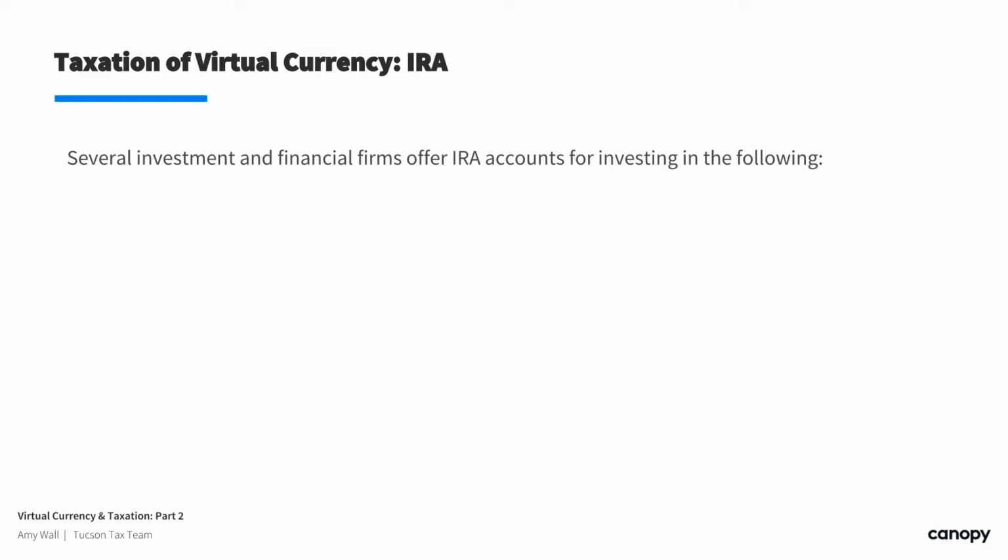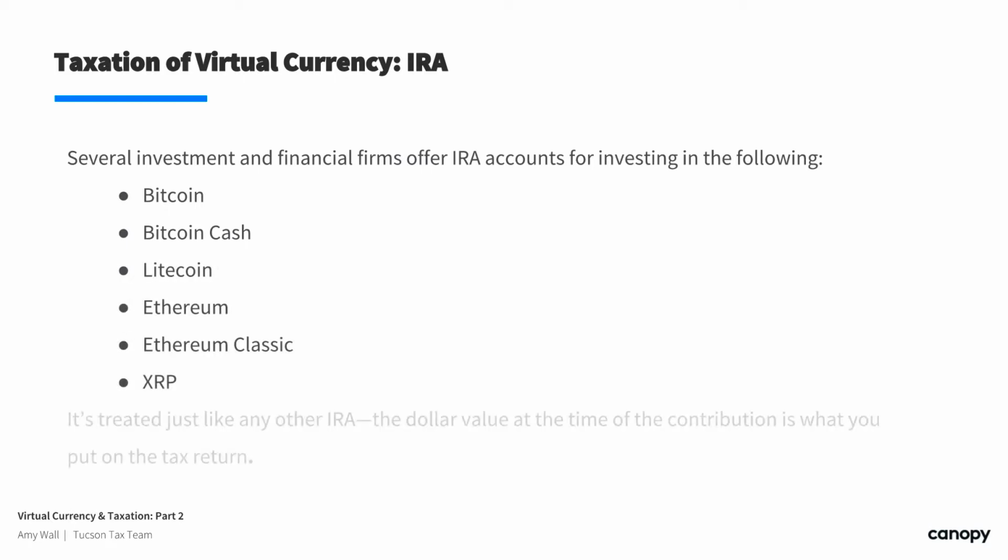Your client comes to you and says, I put money in at bitcoinira.com, and you go, that's great. How much did you put in? That's all you care about. It's exactly the same as any other IRA. It's the dollar value of the contribution at the time that they made it that they get to deduct. And if they took Bitcoin and bought directly into the IRA, then it would just be the dollar value of the Bitcoin at that time. So just like any other contribution.